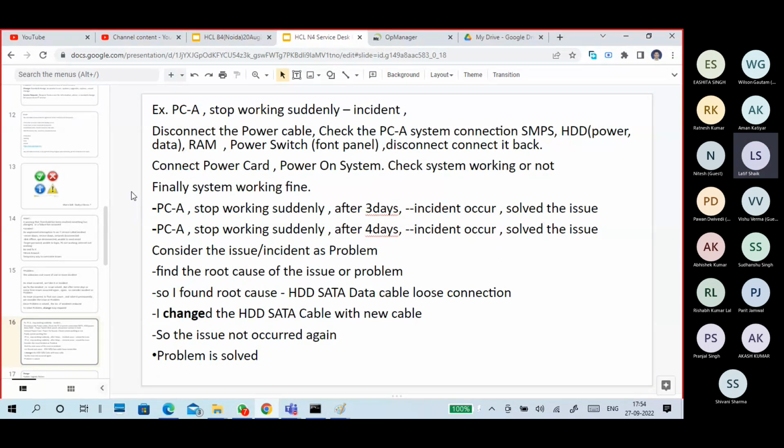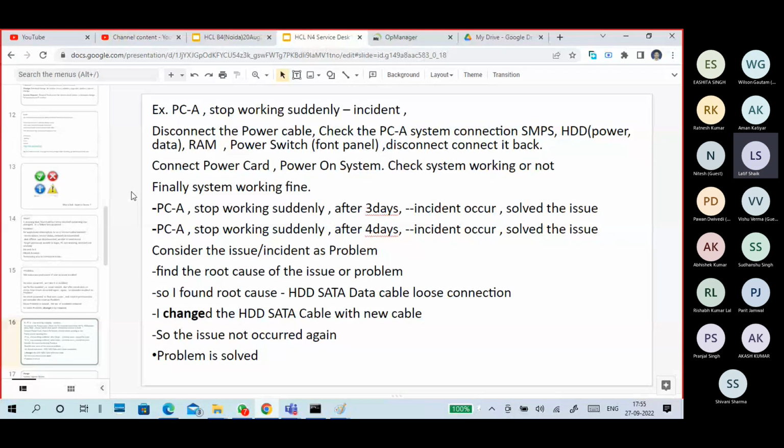When it goes down, it shows "unable to find a bootable device." So I understood it was hard disk related. I thought it was a hard disk problem, but when I checked again, it was the cable problem. A loose cable connection between the hard disk and the motherboard.